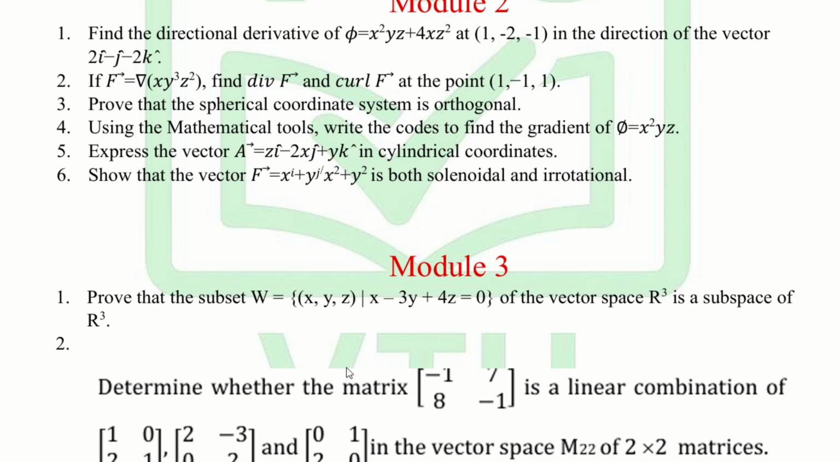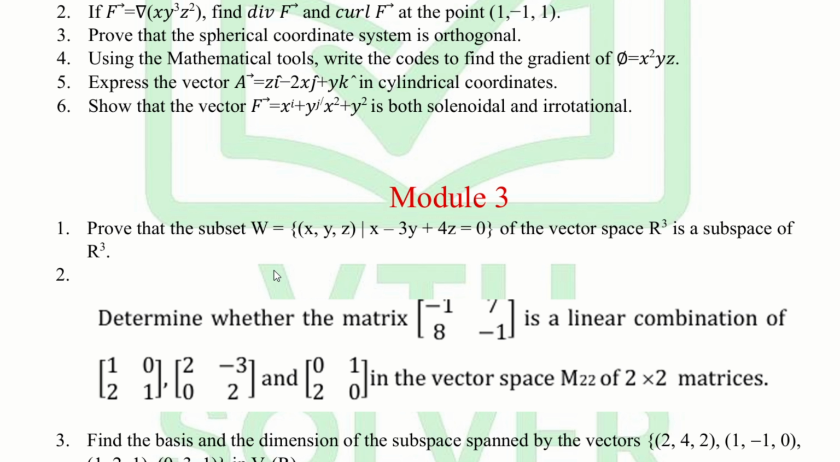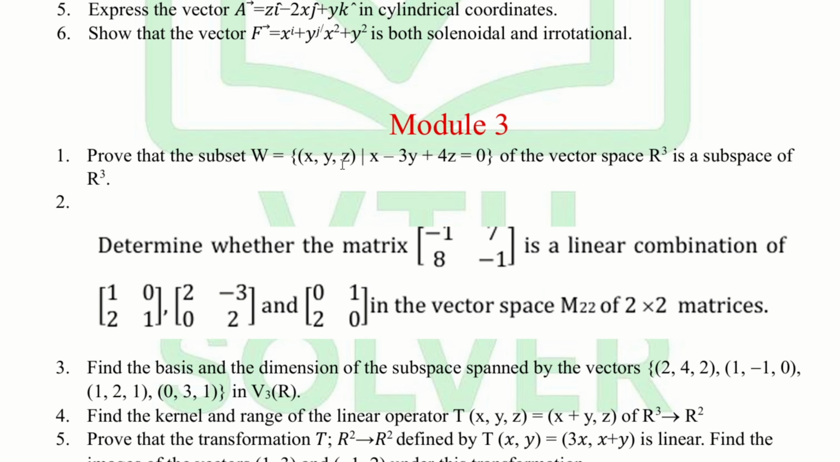On to the third module. The third module first question is prove that the subset W is equal to x comma y comma z such that x minus 3y plus 4z is equal to 0 of the vector space R power 3 is a subspace of R power 3.